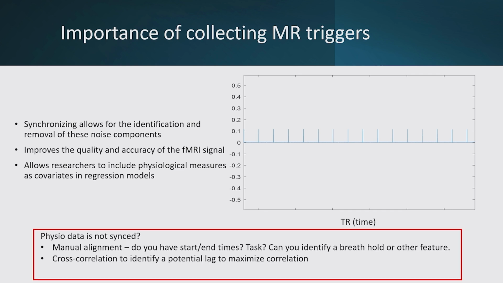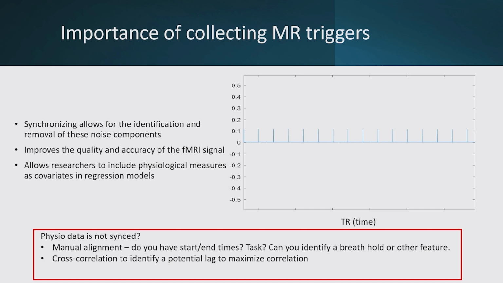Sometimes people do not have the trigger set up, or you get physiological data that is not synced to the scanner. What should you do in that case? It can be pretty tricky, but there are a couple of options to try and align the data. The first one is manual alignment. If you have the exact start and end times of both the MR and the physiological data, you can makeshift that. But if you do not know those exact times, then it's difficult to do.